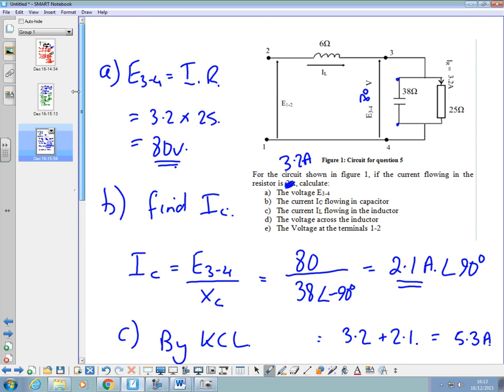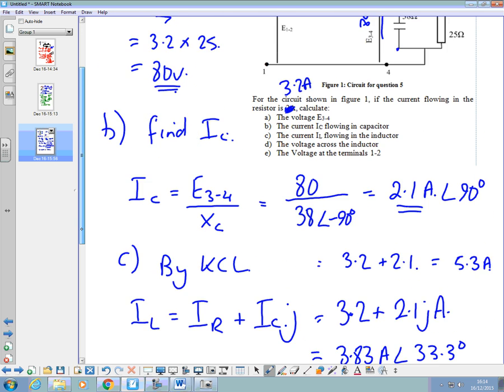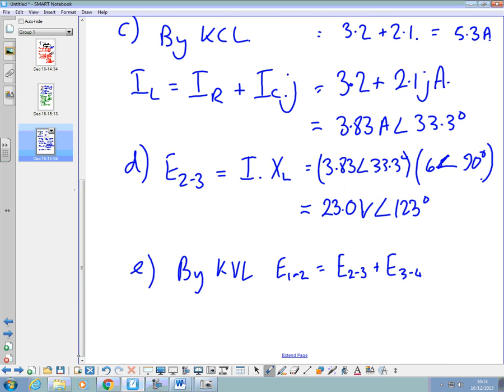So this voltage here, E23 plus E34. Because that's a clockwise arrow. These two are anti-clockwise arrows. Okay, so that's your equation. Agree with that? It's them two added together.